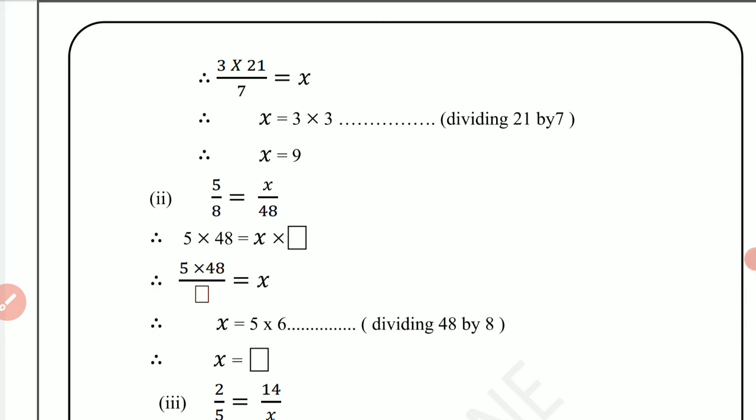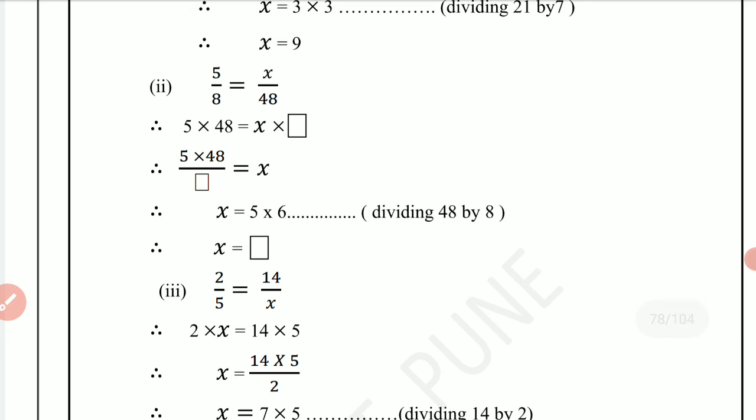Similarly, the second example is given to you. 5 upon 8 is equal to x upon 48. Cross multiply, it is 5 into 48 is equal to x into 8, and then 5 into 48 upon 8 is equal to x, that is x is equal to 5 into 6, x is equal to 30.